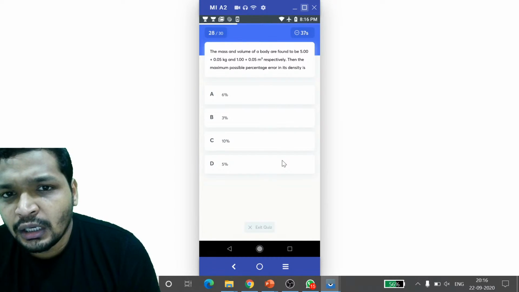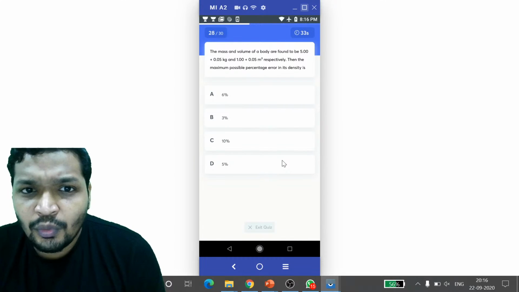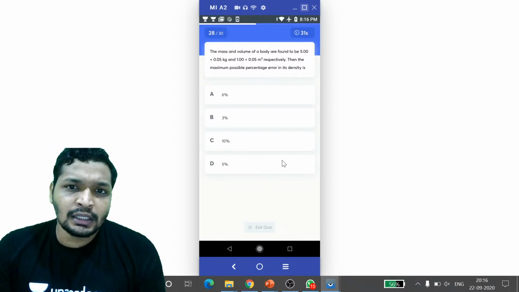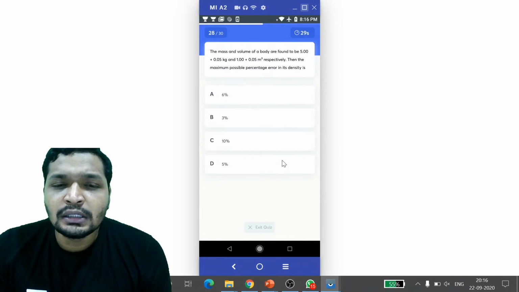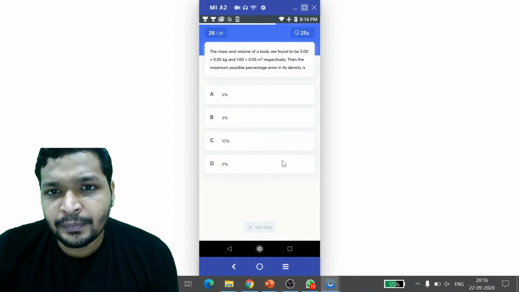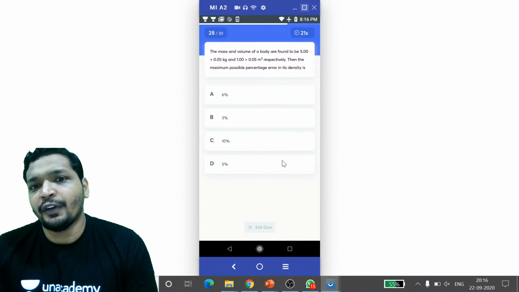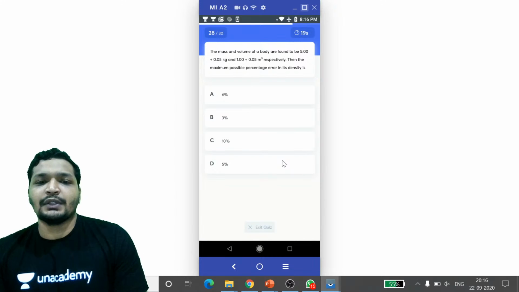So it's 0.05 divided by 5 into 100. What is that going to give you? 1%, I think. And then 0.05 divided by 1 into 100 is going to give you 5. Would you add it? Would you subtract it? How would you do it?